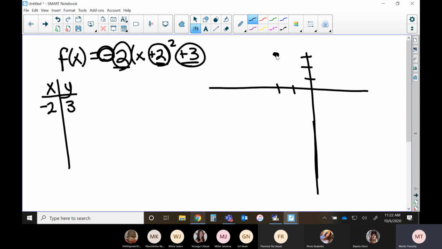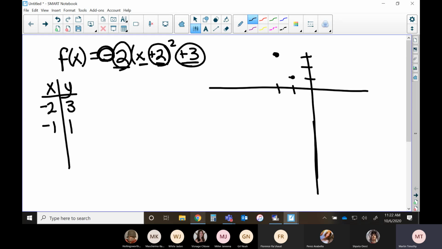I plug in negative 1. Negative 1 goes into right here. Yeah, you got to be able to do this in your head, right? Negative 1 plus 2 is 1, 1 squared is 1, 1 times a negative 2 is negative 2, negative 2 plus 3. So negative 1, 1.